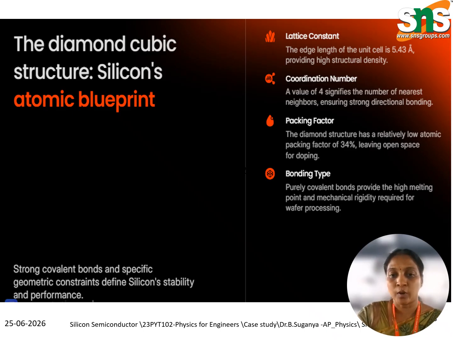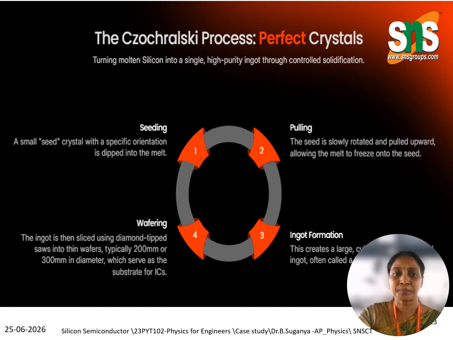And its bonding type is purely covalent bond, and this provides a high melting point and the mechanical rigidity required for wafer processing. So the only reason for this is covalent bonding. This bonding provides the high melting point and mechanical rigidity. That rigidity is required for wafer processing.